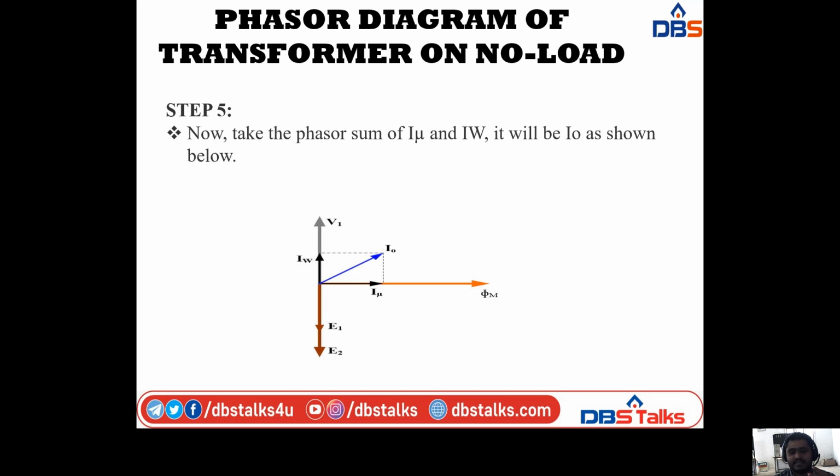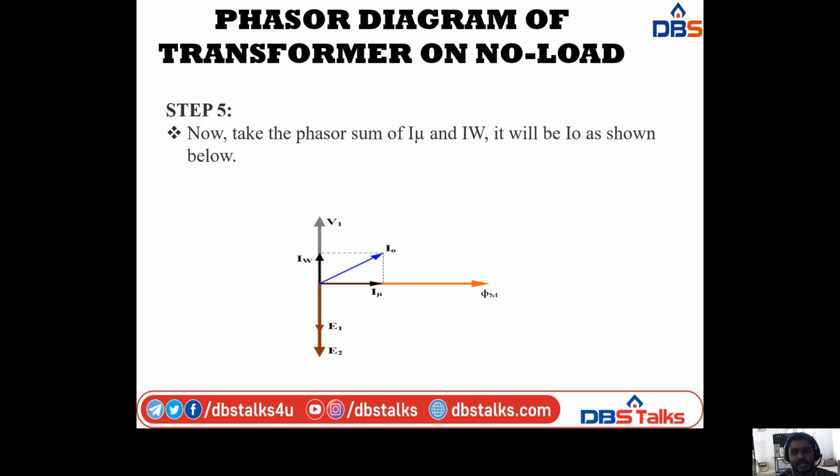And I am taking the components of I naught, that is IW and I mu. From the concept of the working component and magnetizing component, I mu is always in phase with phi m, and IW is always in phase with V1. That's why I am taking the I mu line along phi m and IW along V1. Both are in the same direction. After combining these two, IW and I mu, we have the no load primary current, that is I naught. So this is the line we have. This is the phasor diagram of the transformer on no load condition.